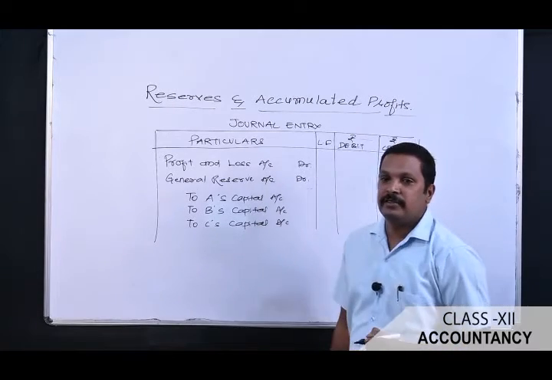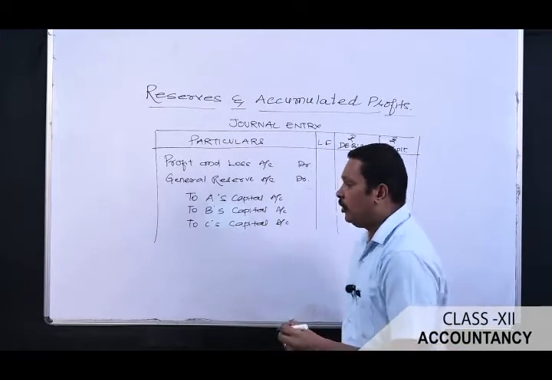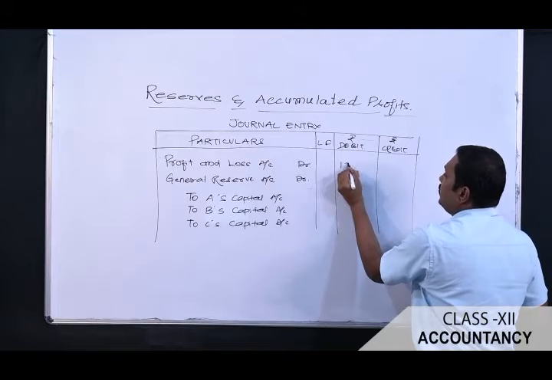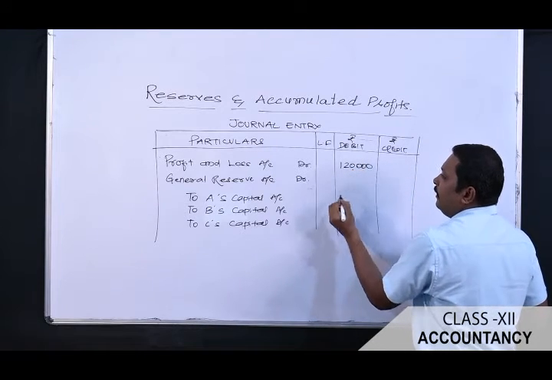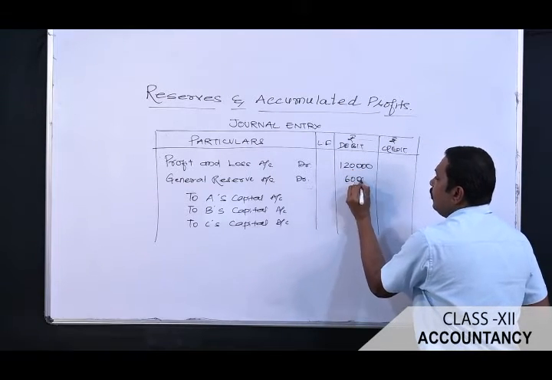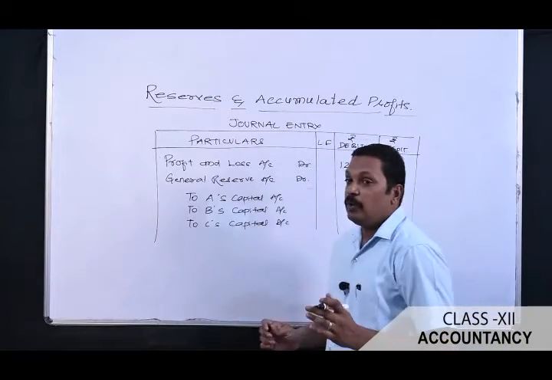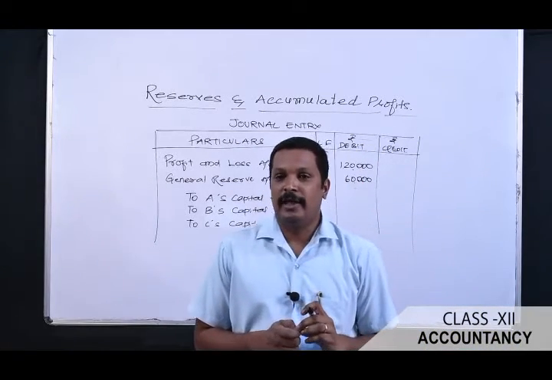What is the balance given in the question? For profit and loss account, the balance is 1,20,000. Reserve, we are having 60,000. How much are we having? We are having 1,80,000 balance in our hand.